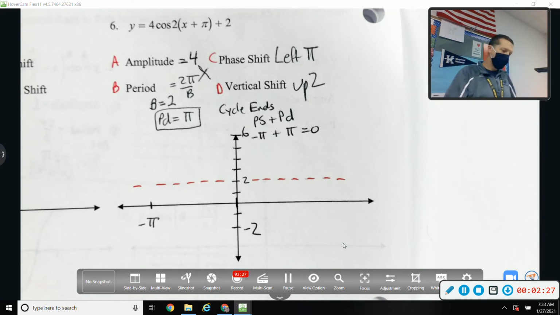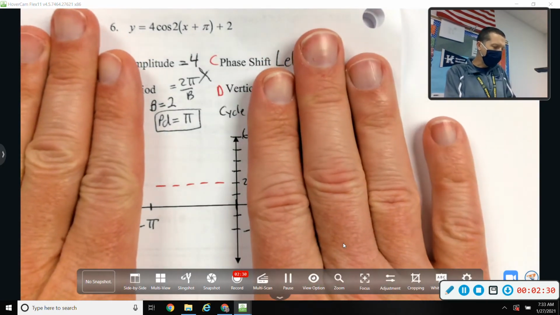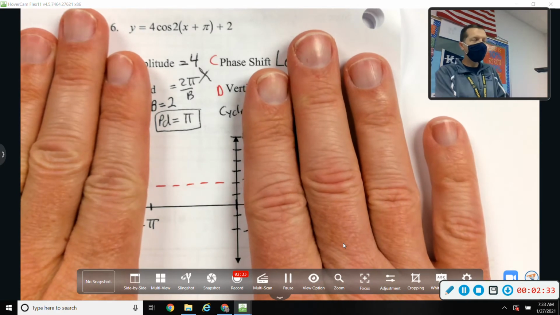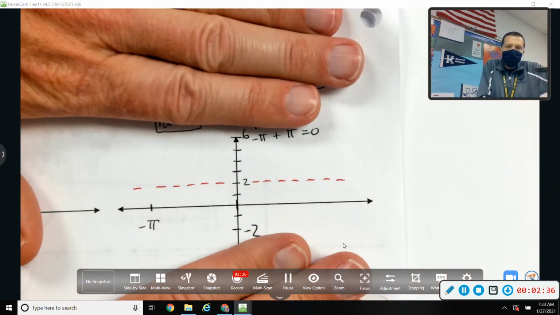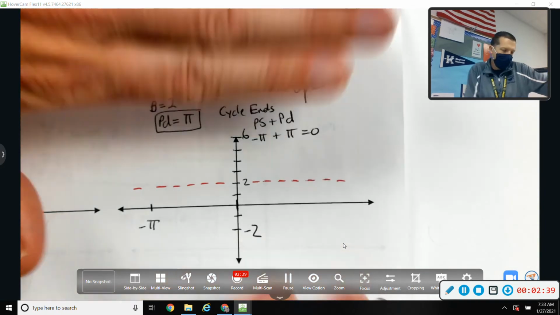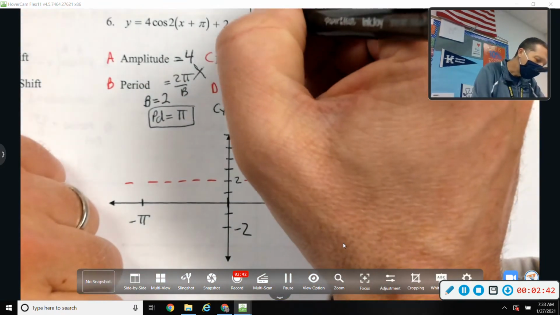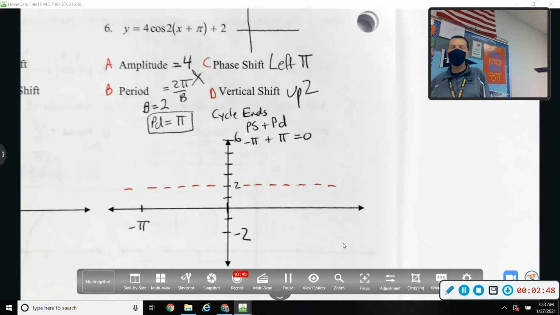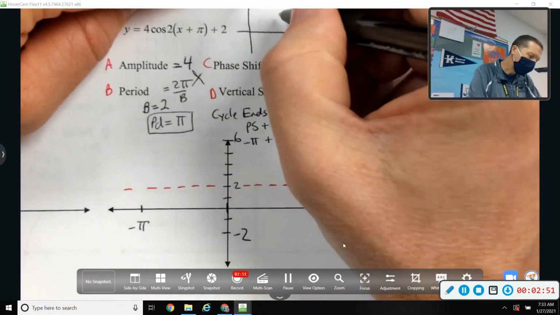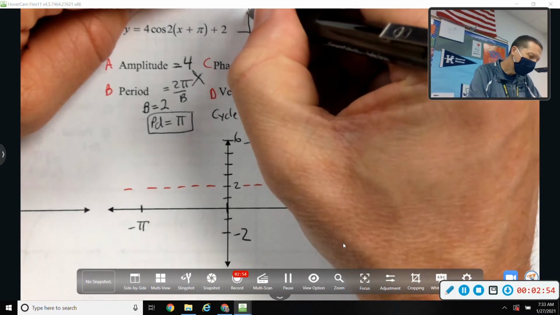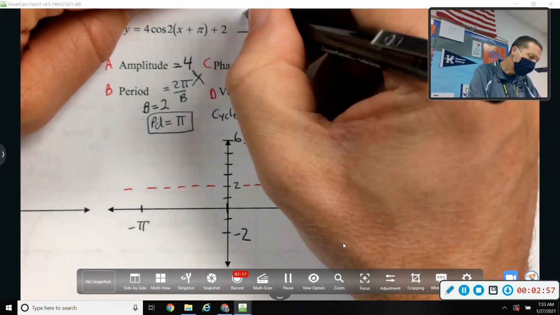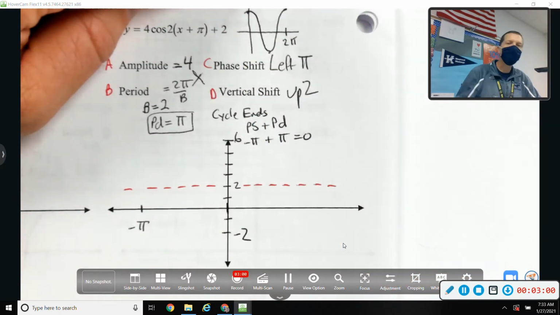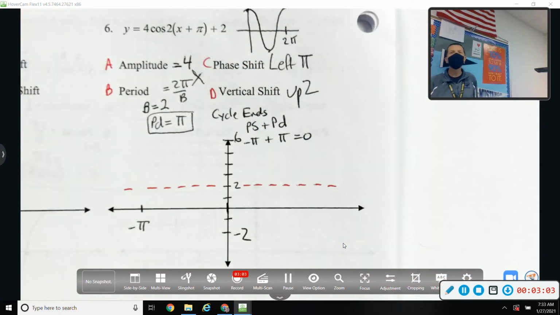So now I've kind of visually got my window. I need my cosine to fit in between negative pi and 0 left and right, and up and down it fits in between negative 2 and 6. And I keep forgetting to do what I want to do first, and that is do a quick parent function graph so I know what it looks like. So cosine starts at 1 and ends at 1. So that's what the parent function of cosine looks like. So that's what my graph's going to look like. Obviously, it's going to be changed up a lot, but it's still going to have that same shape.